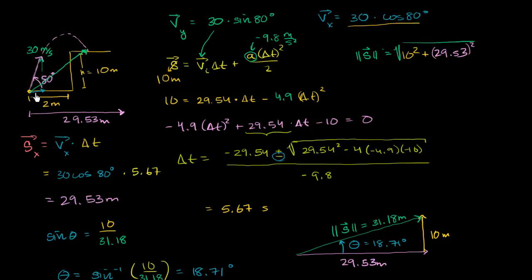Now, the other thing I realized is that when I started this problem, I was asking you, how far along the platform? And we figured out its total horizontal displacement. So if you want to know how far along the platform, it starts 2 meters to the right. So it's really 27.53 meters along the platform is where it lands.